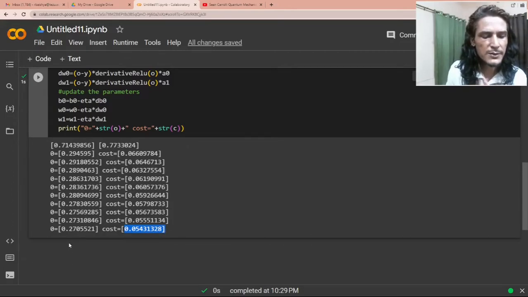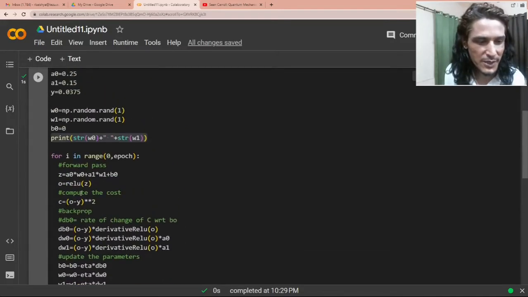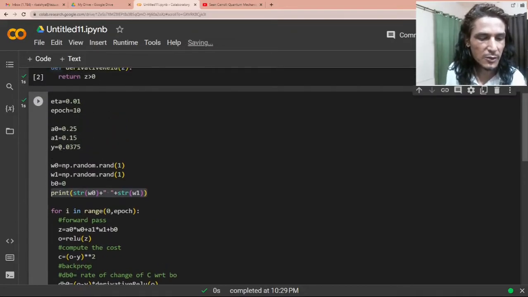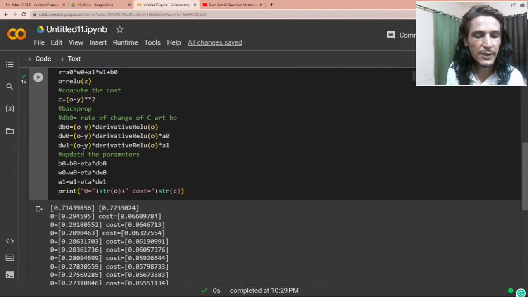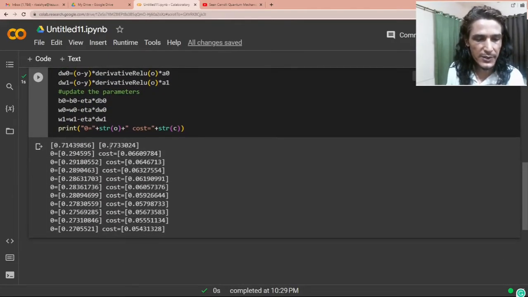Now the output is 0.027. Initially it started with 0.29 and it is reduced to 0.27. It is reducing, and the cost is also... when I say the output is reducing, I should not use that term. The output is actually proceeding towards the number 0.0375, whereas the cost function has decreased. Initially the cost function was 0.06, and at the end, after the 10th iteration, it is 0.05.